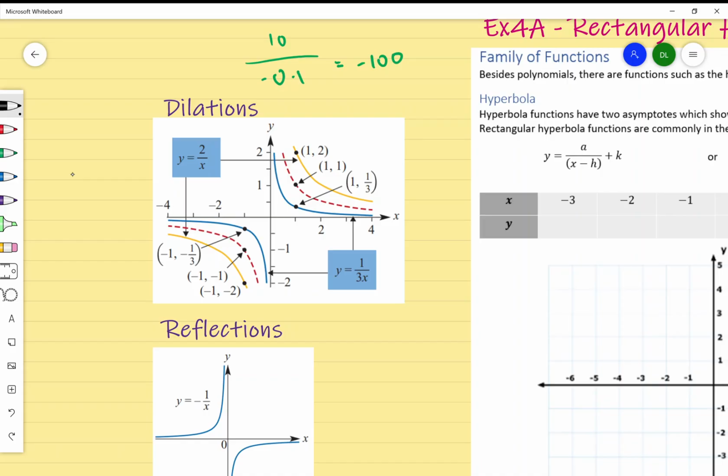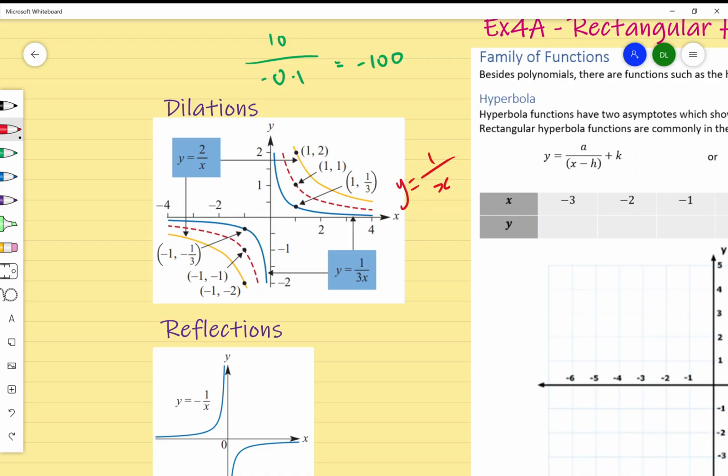Now over here, you'll see our standard line, which is this red dotted line. It symbolizes the standard line of y equals 1 over x. You'll see that from this end, the positive end, it looks like that, and the negative end, it looks like that. When I increase the value of the numerator, so instead of 1 over x it becomes 2 over x, we end up with this yellow line here, which shows that the values of y are all increased.